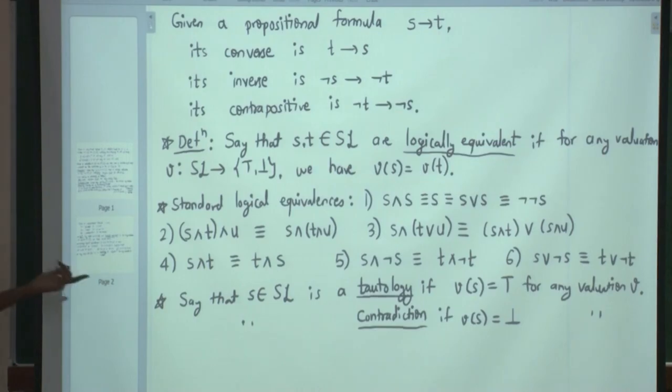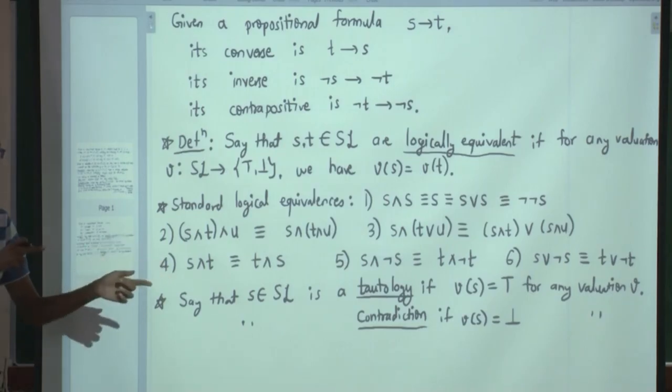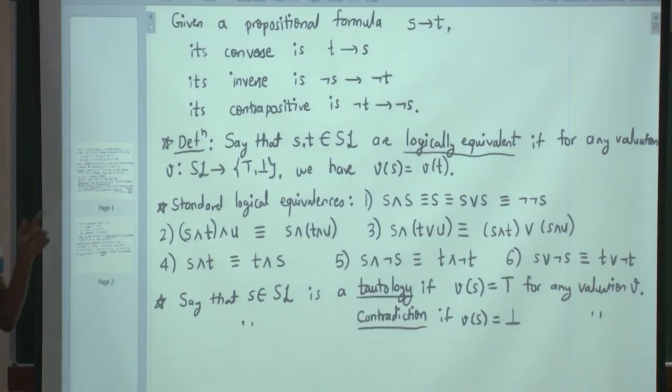Now, what is the role of tautologies and contradictions? If I give you two different tautologies, what can you say about their logical equivalence? They are logically equivalent, right? So the logical equivalence class of a tautology will be what in the Boolean algebra? 1. And the logical equivalence class of contradictions is the 0. Okay.